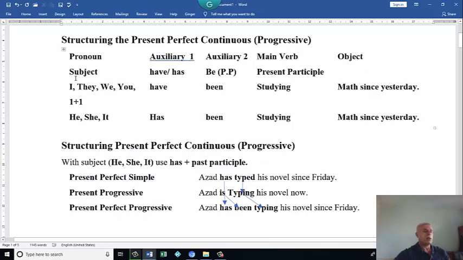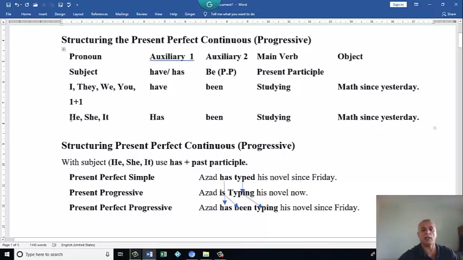We have a subject: I, they, we, you, or a plural subject. Then we use have, then been, because we have plus past participle. Then we have to make it continuous, so we have a verb with the ing form. Then you could say an object, for example math since yesterday.